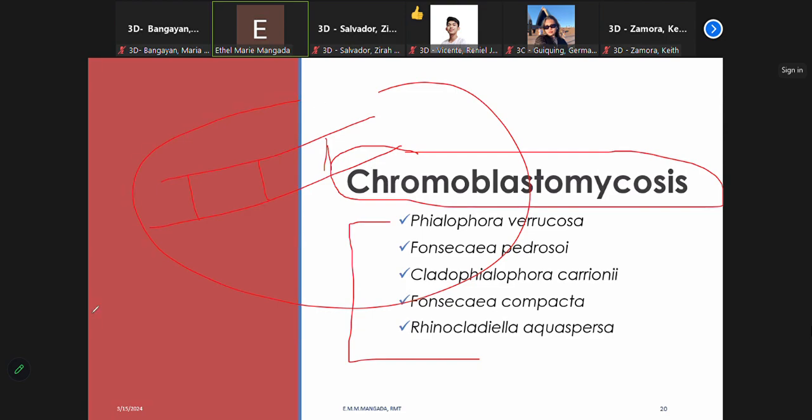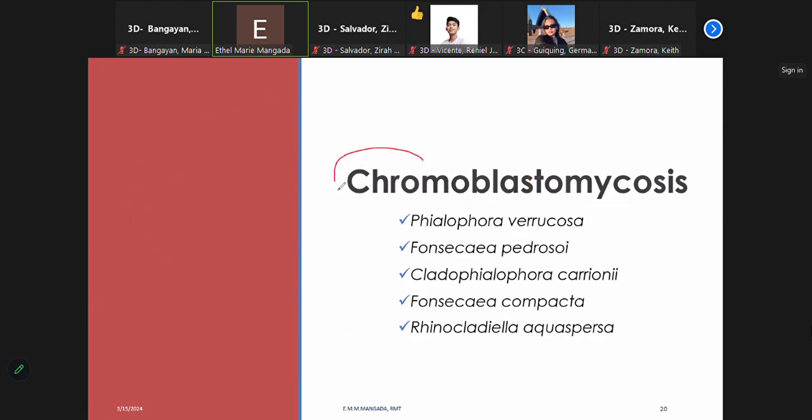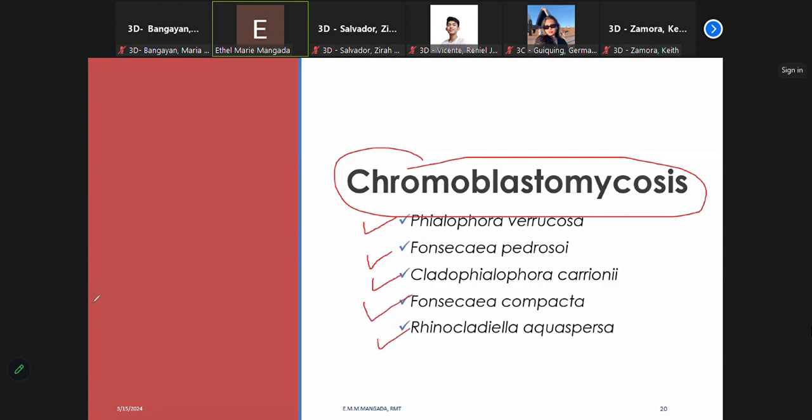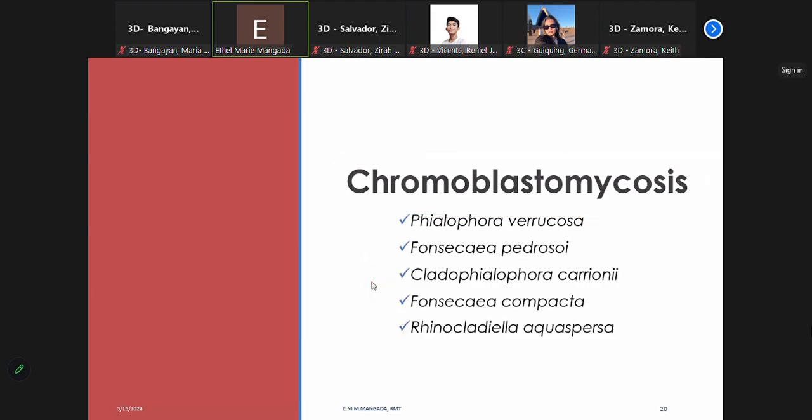Again, paano natin ito i-discuss? Tignan muna natin kung ano ba yung manifestation ng chromoblastomycosis. And just like in your dermatophytes, we'll just have to describe ano yung itsura ng mga organisms na to sa microscope and also yung kanilang colonies sa ating culture media. Okay? So again, you have to know yung kanilang distinct characteristic features.